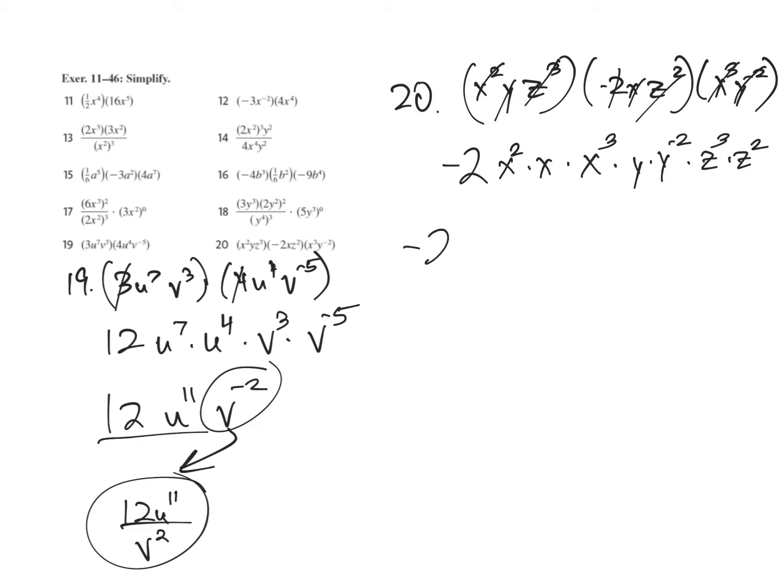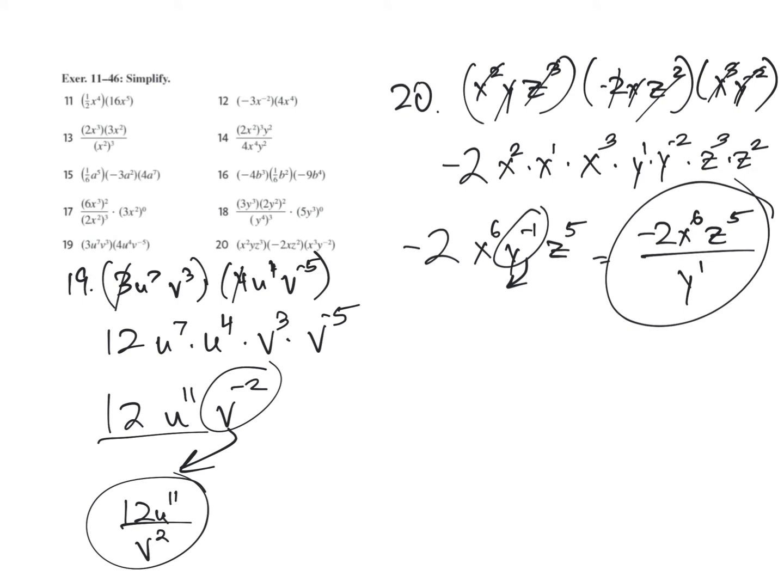So now what do we have? Negative 2 and x. Don't forget there's a 1 on everything for an exponent. There's a 1 there and there's a 1 on the y. So add those together. 2 plus 1 plus 3 is 6. 1 plus negative 2 is negative 1. And for z, 3 plus 2 is 5. So you'd be done except for that negative. It needs to go to the bottom. So negative 2, x to the 6th, z to the 5th, all over y to the 1st. And that would be your correct answer. All right, next slide.